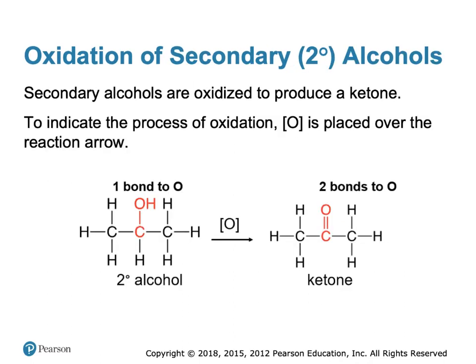Secondary alcohols are oxidized to produce a ketone. So let's just look at this alcohol here. It's a secondary alcohol. This is our alpha carbon. It is bonded to two other carbons. When we oxidize this secondary alcohol, we are going to increase the number of carbon-oxygen bonds. And you can see here now that we have a carbon-oxygen double bond. Ketones are the final state for a secondary alcohol. Our ketone does not get oxidized further.